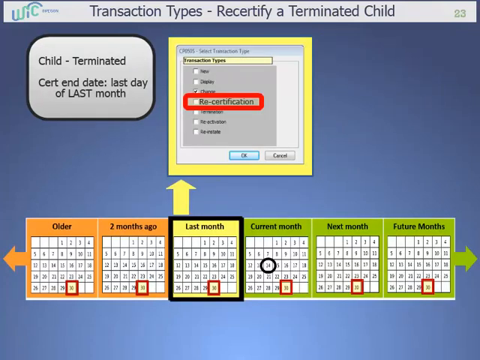Now we'll move on to the yellow section. For example, a child who's terminated and their cert end date was the last day of last month. This is the rare exception when you have a terminated child and you can go straight to recertification without doing a reactivation or a reinstate first.